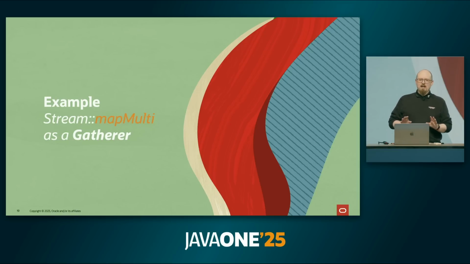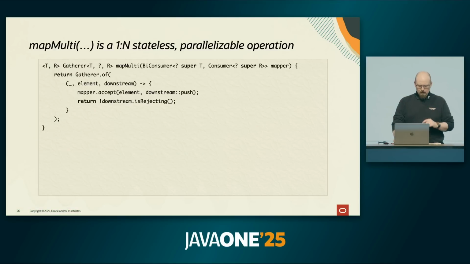Let's look at something more advanced: mapMulti, which is rather recent comparatively. How would we implement that? This is the full implementation of mapMulti using gatherers. Instead of having a function, we have a BiConsumer, and that BiConsumer will get a consumer that represents the action of pushing something somewhere. So now we will say that pushing something somewhere means call push on my downstream, and when we're done, I will return whether the downstream is rejecting or not.